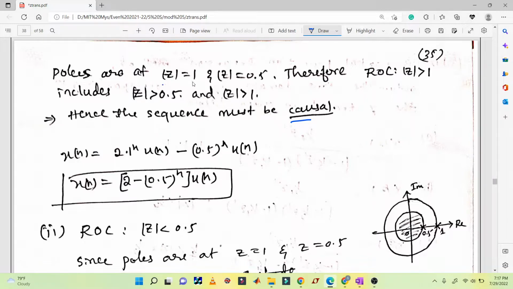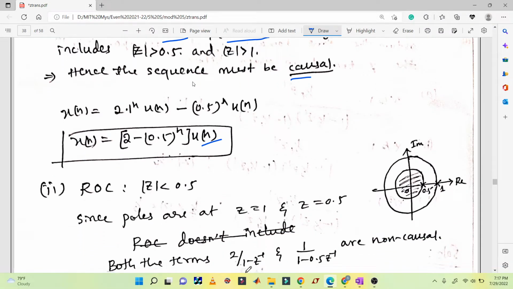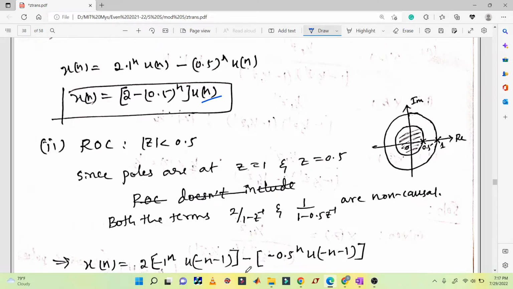Since poles are at z is equal to 1 and 0.5, for ROC greater than 1 it includes both. This is the first case, which we have already done. Second case: here I have shown the ROC. You can see clearly 0.5 and 1. It is inside 0.5, which means it is inside 1 also. So both the sequences are left sided.